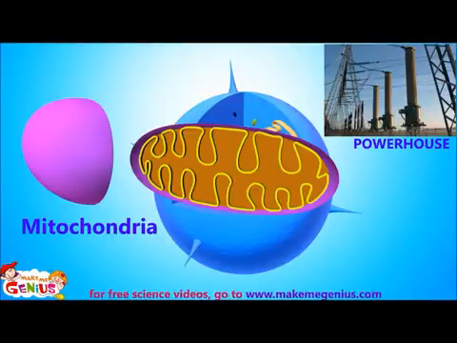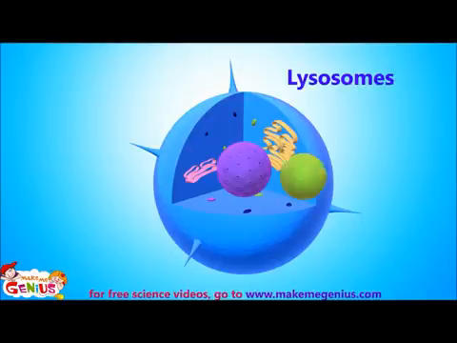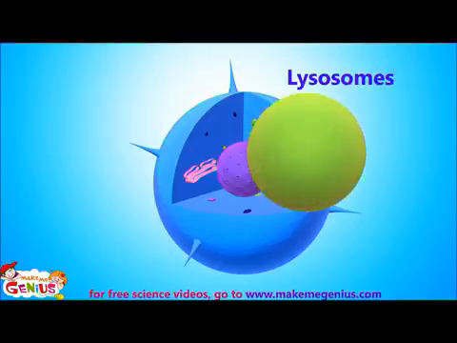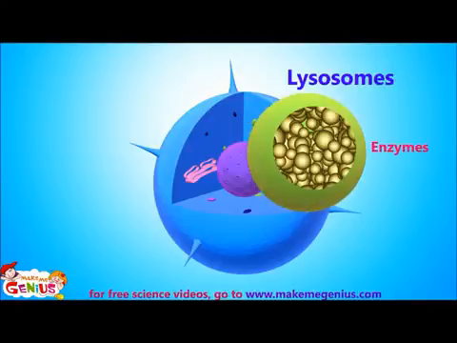Before food goes to the mitochondria, it needs to be digested. This work is done by other cell parts, called lysosomes. Lysosomes contain many enzymes, which help in the digestion of food. In some conditions, lysosomes release certain enzymes that digest the cell organelles. Due to this, they are also called the suicide bags of the cell.